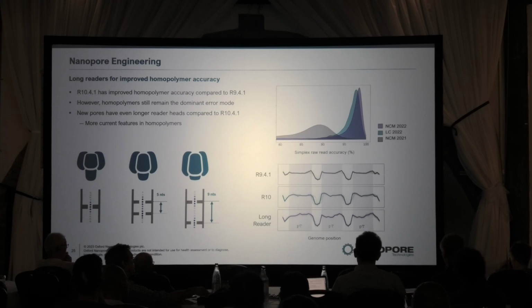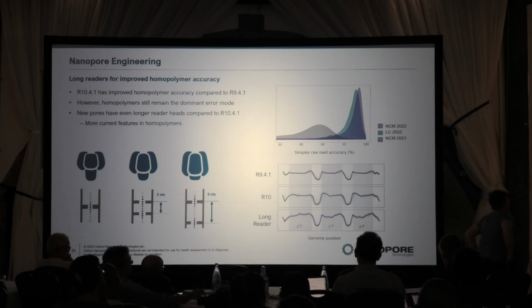So in our latest generation of nanopores, we've actually stuck out these three read heads and separated them a bit more to make sure that we can get better homopolymer accuracy. You can see down here that these flat levels are not quite so flat anymore. There's a lot more information and context in the signal.